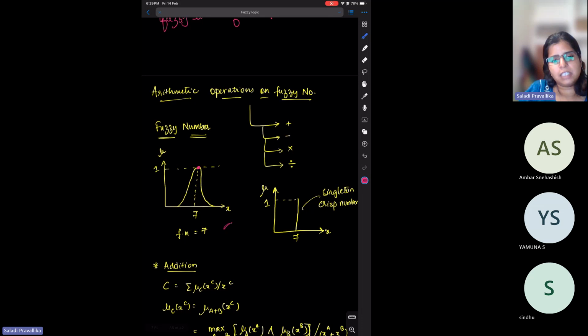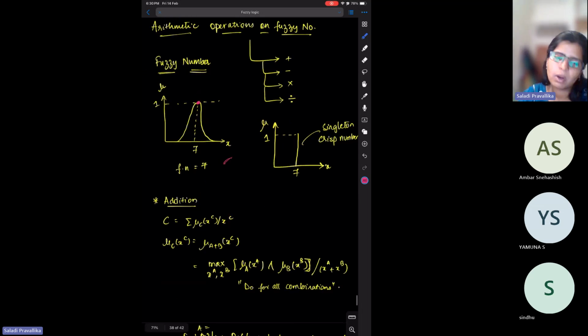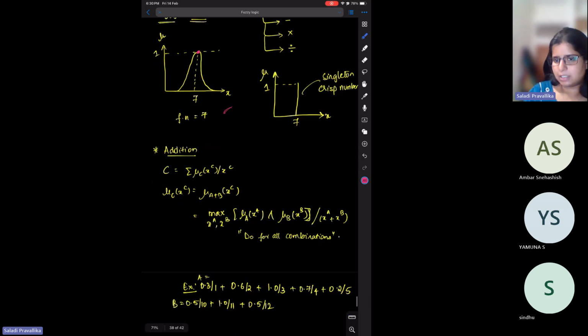Arithmetic operations are all the basic operations that we teach kids: addition, subtraction, multiplication, and division. But since we are dealing with fuzzy numbers, it is not going to be as easy as those additions and subtractions; it'll be quite different. For today's class, we'll only look at addition. From the next class, we'll look at the other three arithmetic operations.